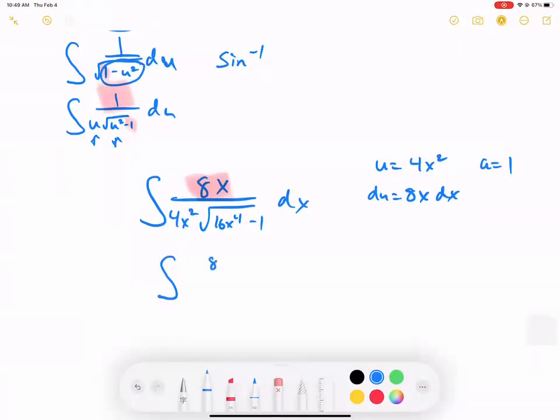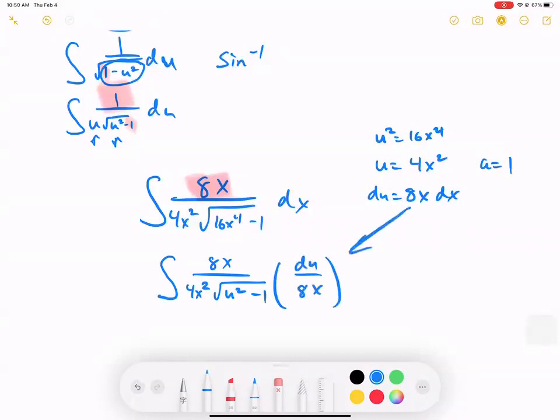Integral of 8x over 4x squared, square root of u squared, and u squared was 16x to the fourth minus 1. Our dx is being switched with du over 8x. That's where we got this part here. And you can nicely see that the 8x and the 8x divide out. Clean. Hey, Mr. Ko, wouldn't you change the 4x squared in front of the radical to a u?